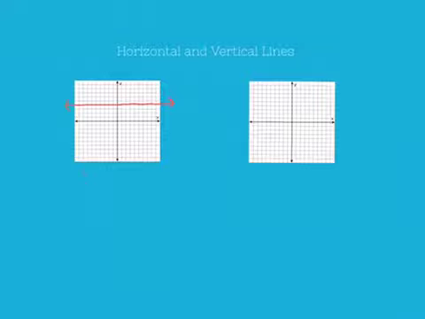So if it only crosses the y-axis, it can only have a y in the equation. So these will always be y equals something. So you can see here that I crossed the y-axis at 1, 2, 3, 4. So the equation for this one would just be y is equal to 4. Now, horizontal lines have a slope of 0. So every single horizontal line will always have a slope of 0, and it will always have an equation that just has a y.